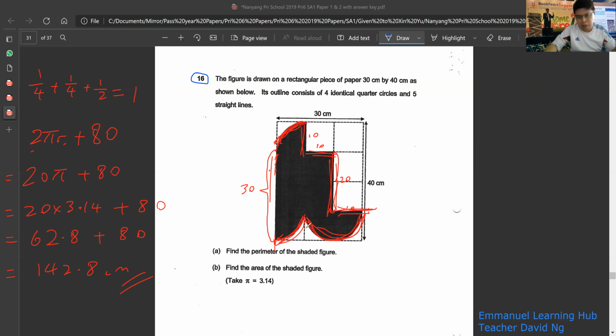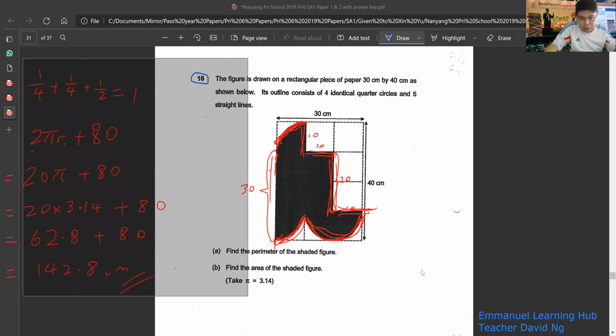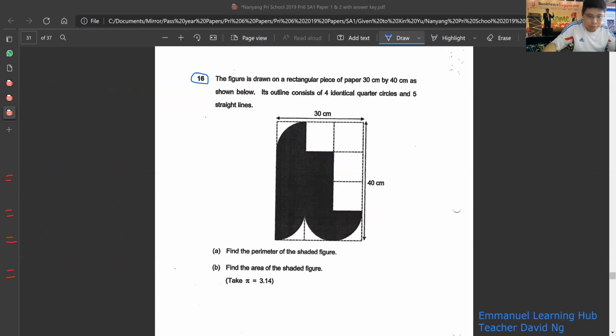1/4 plus 1/4 plus half. One circle. So one circle means the full circumference, 2 pi r. You can use the drawing here to help you. This 30, this 10, this 20, this 10, like what I did. That'll make your life so much easier, right?